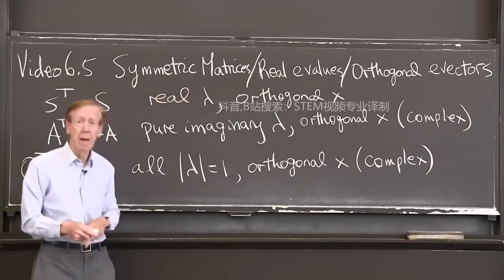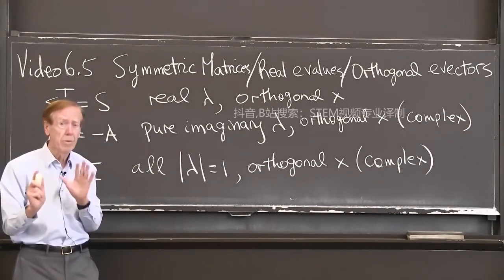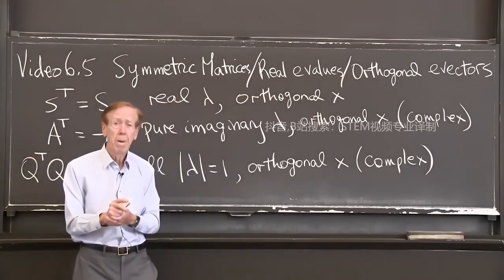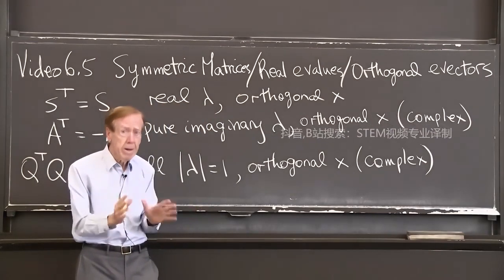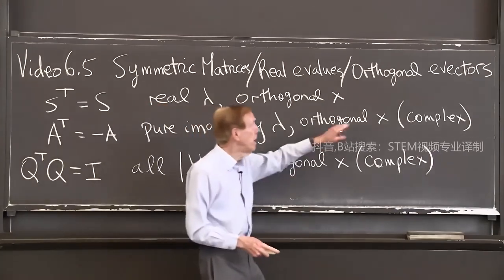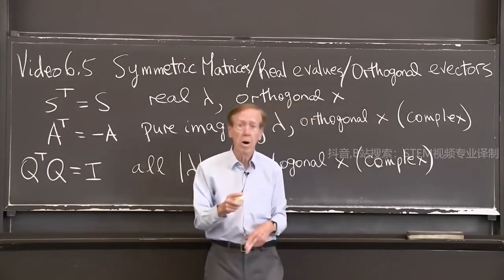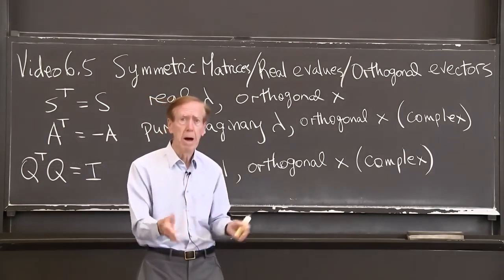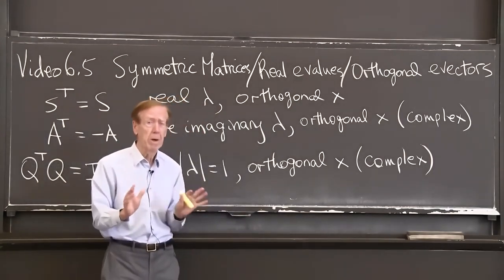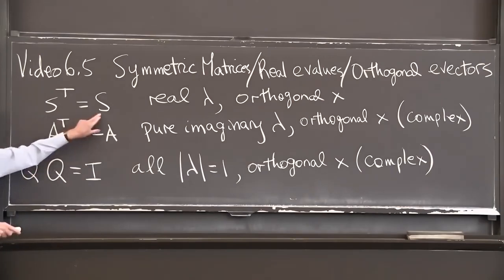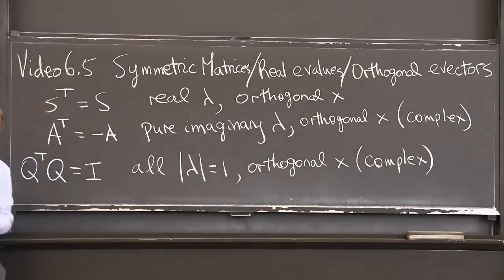So if a matrix is symmetric, and I'll use capital S for symmetric matrix, the first point is the eigenvalues are real, which is not automatic, but it's always true if the matrix is symmetric. And the second, even more special point, is that the eigenvectors are perpendicular to each other. Different eigenvectors for different eigenvalues come out perpendicular. Those are beautiful properties. They pay off. So that's the symmetric matrix, and that's what I just said, real lambda, orthogonal x.